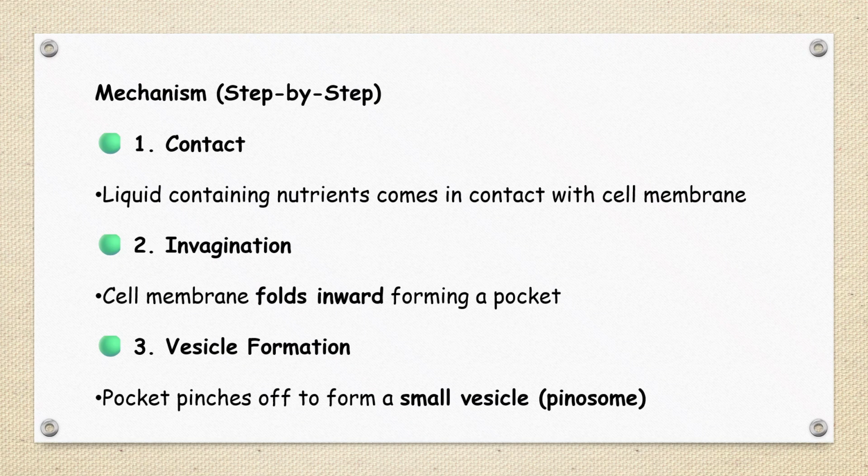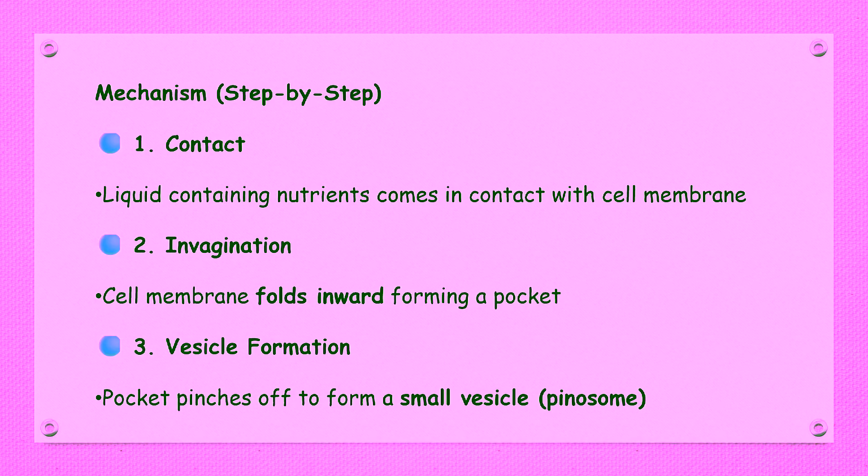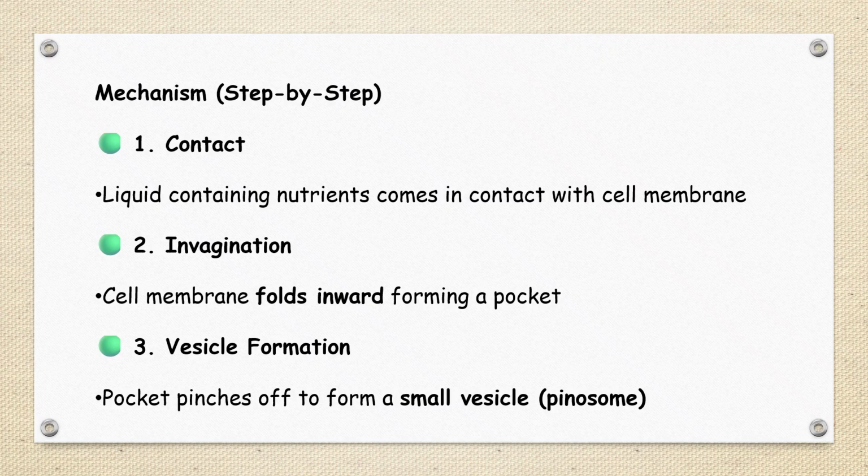Now the step-by-step mechanism of how this process happens: once the liquefied nutrients come in contact with the cell membrane, the liquid nutrients are grabbed by the cell membrane, and the cell membrane folds inwards, towards the inside of the cytoplasm. It is folding inwards. That is also called invagination.